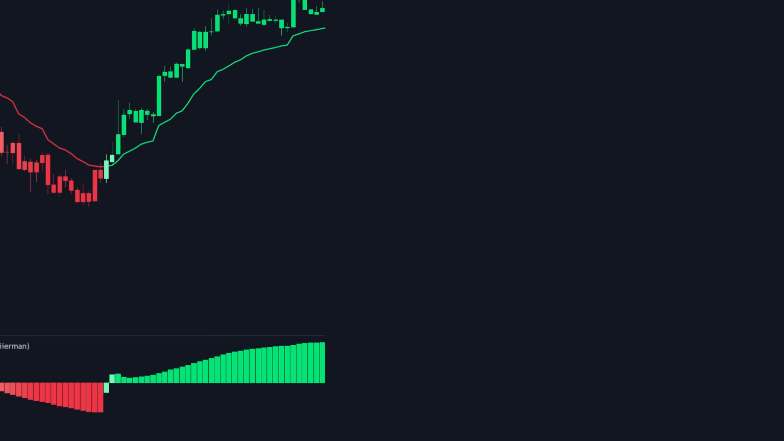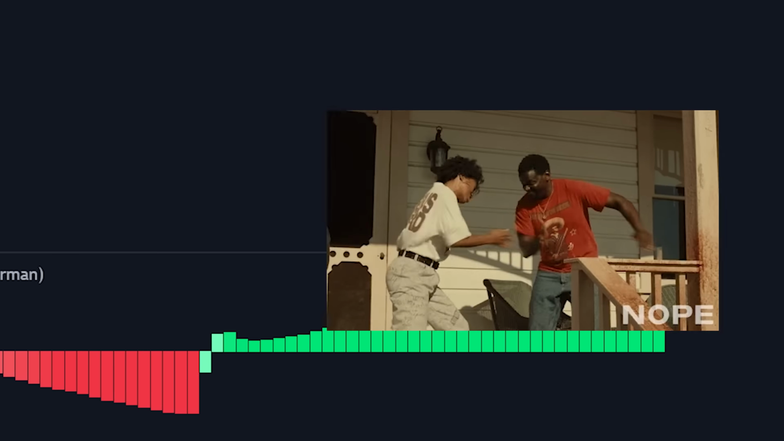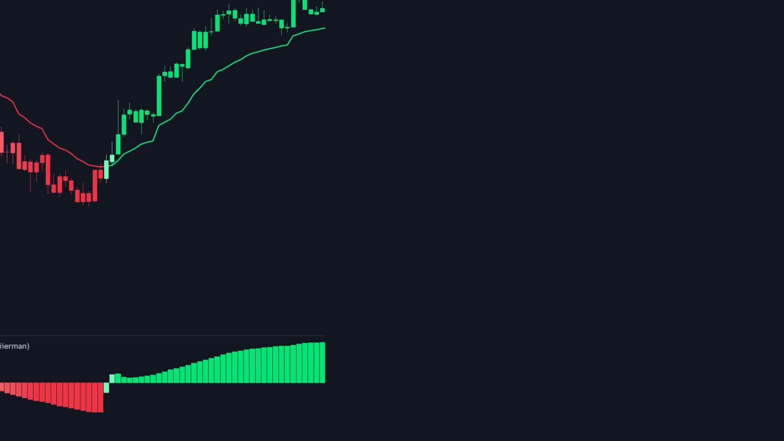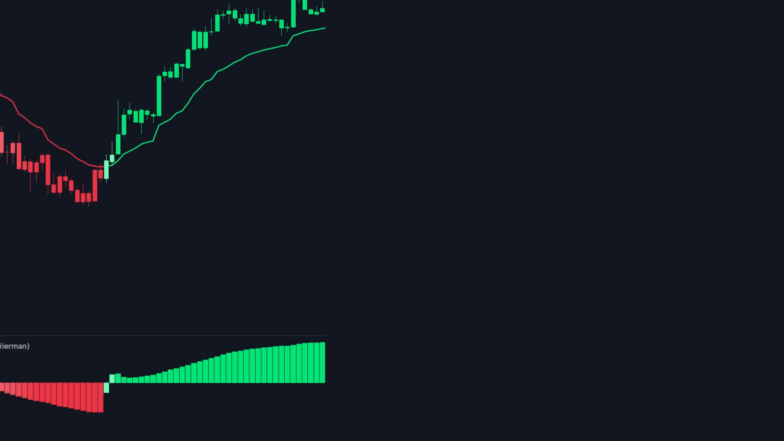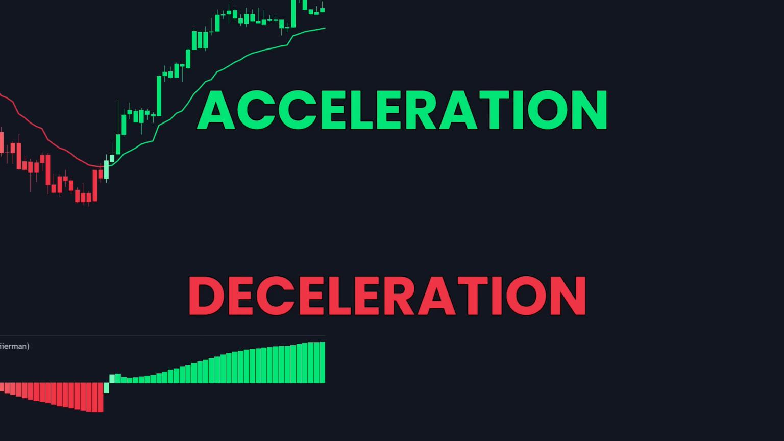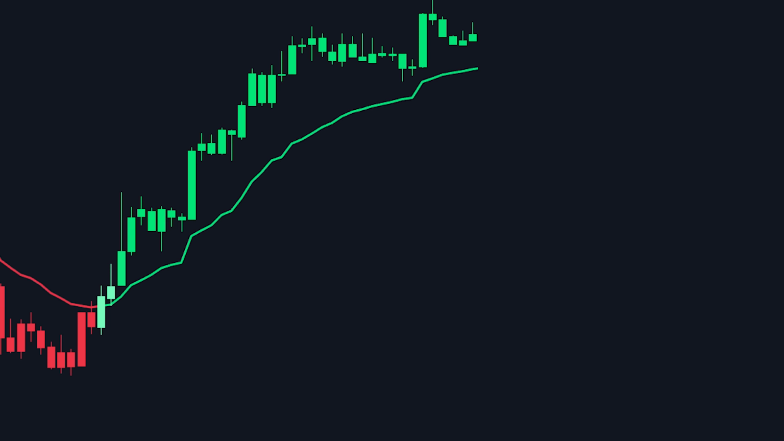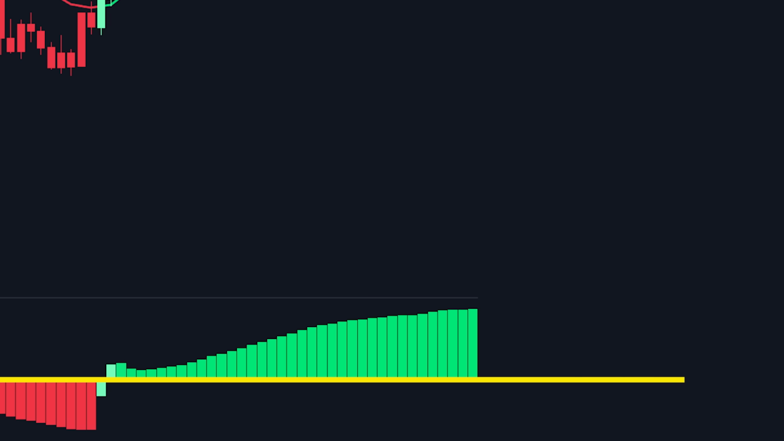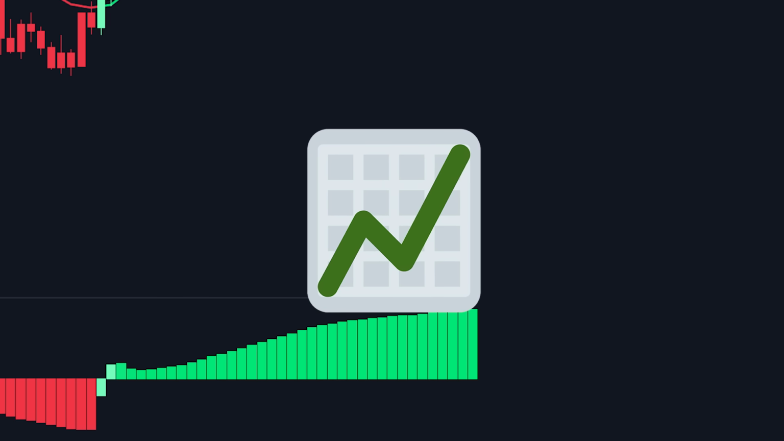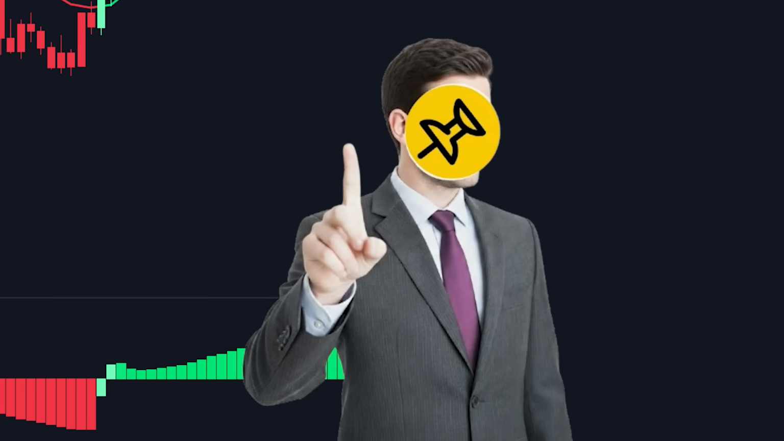The second powerful application is assessing trend strength, and this is where that speed histogram becomes your best friend. Remember, this isn't showing you momentum like those basic oscillators everyone else is using. This is measuring the actual speed, acceleration, and deceleration of price movements. Watch what happens when that dynamic trend line is green, and you see those histogram bars getting taller and moving further away from the zero line. That's your signal that bullish momentum is accelerating. This often means big money is pushing the trend, and you want to be on the right side of that move. But here's what to watch for.